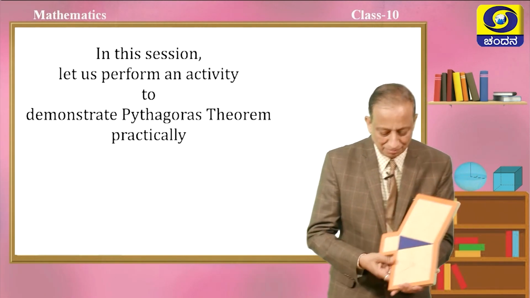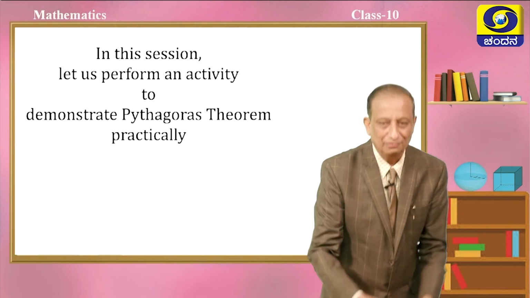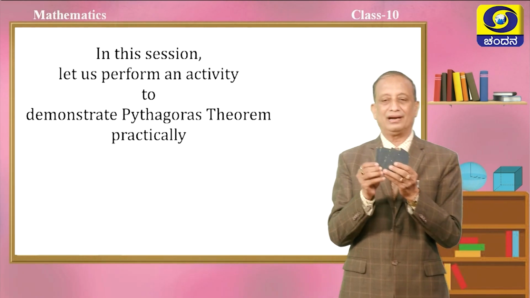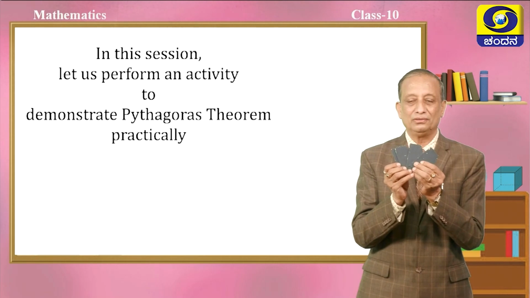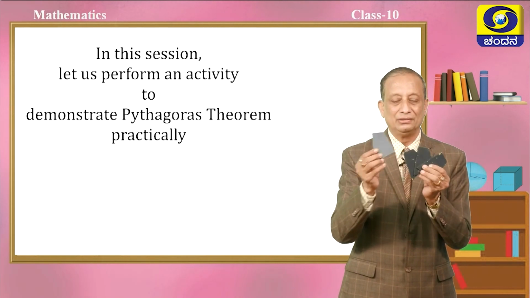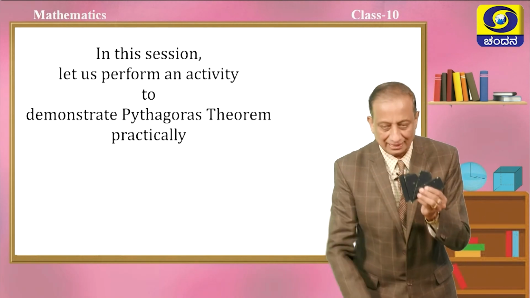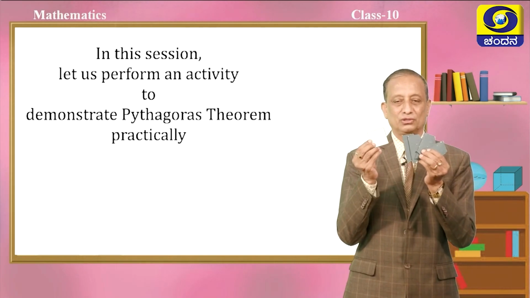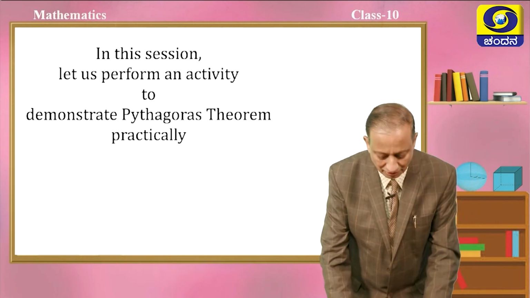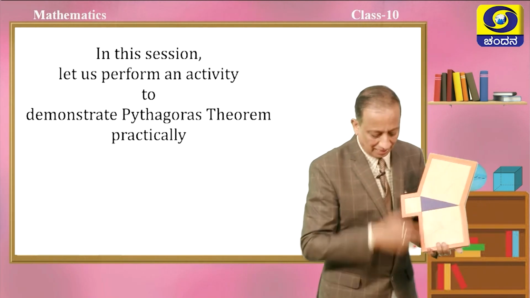Children, this can be beautifully demonstrated with the help of 4 quadrilaterals like this. They are identical quadrilaterals. You should prepare the 4 quadrilaterals like this and one more square like this. With the help of this, we can easily demonstrate Pythagoras theorem.